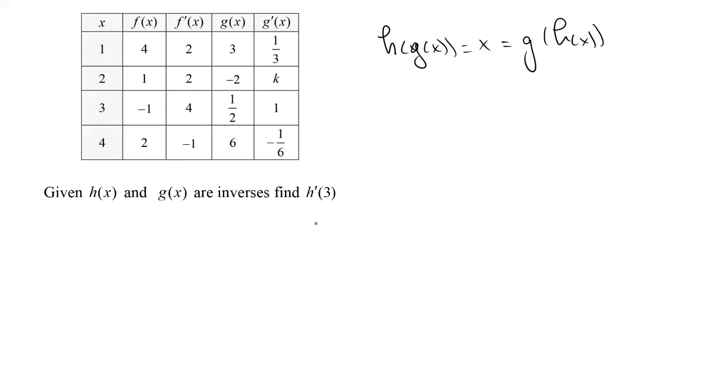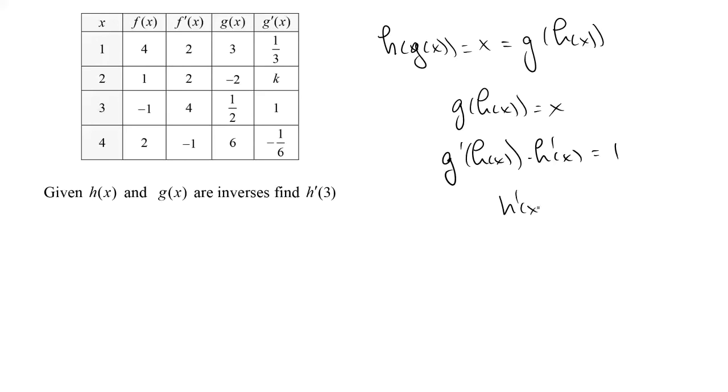Well, we want to find h prime of 3. So I'm going to take this g of h of x, which we know equals x, and I'll take the derivative of both sides. G prime of h of x is a chain rule times h prime of x. And on the other side, we're left with the derivative of x, which is just 1. And that means that h prime of x will equal 1 over g prime of h of x.